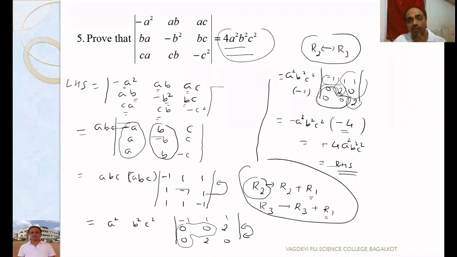-1, 2, 2. These are non-zero, and zeros have come here. So to bring zeros to the position below the principal diagonal, I've interchanged R2 and R3. So at last, by taking the product of these principal diagonal elements, the value of the determinant will be -4. So minus into minus is plus.